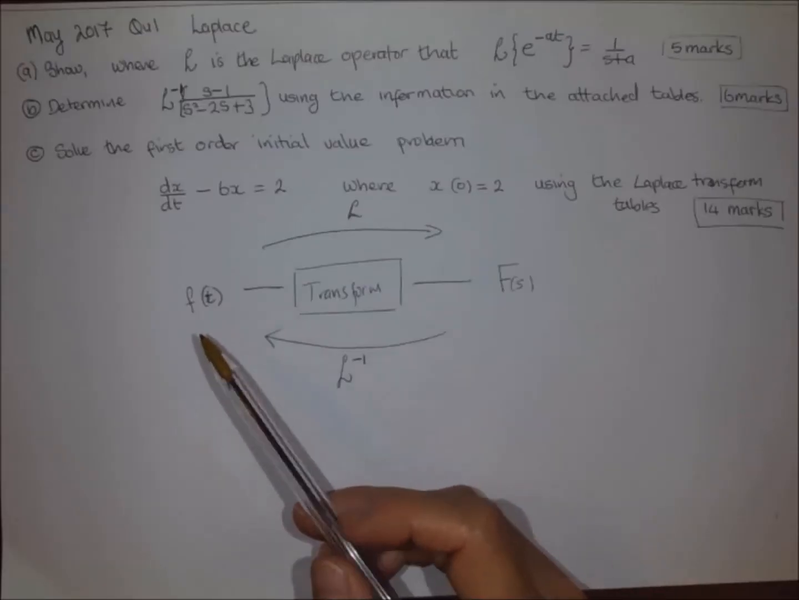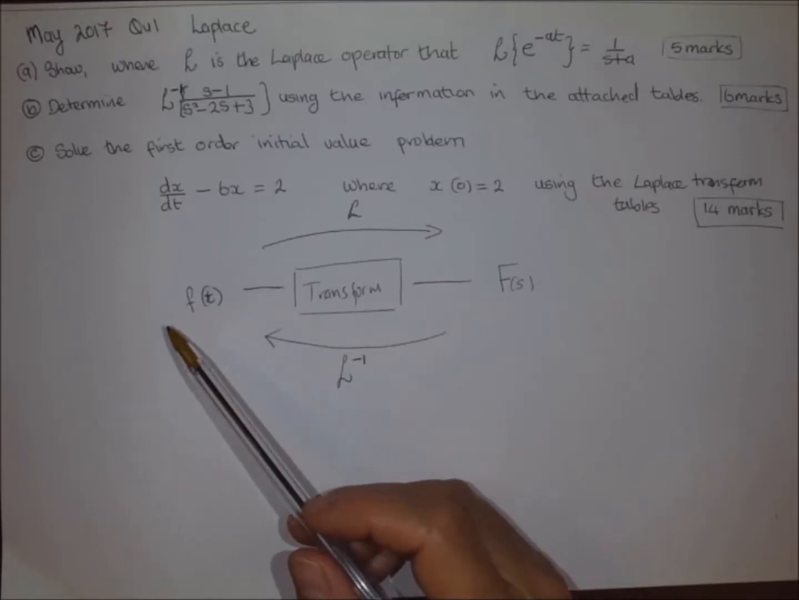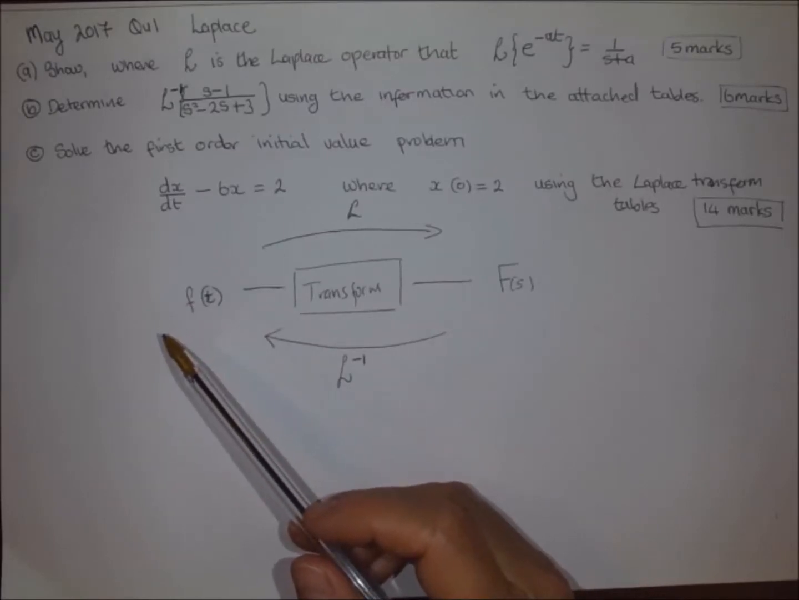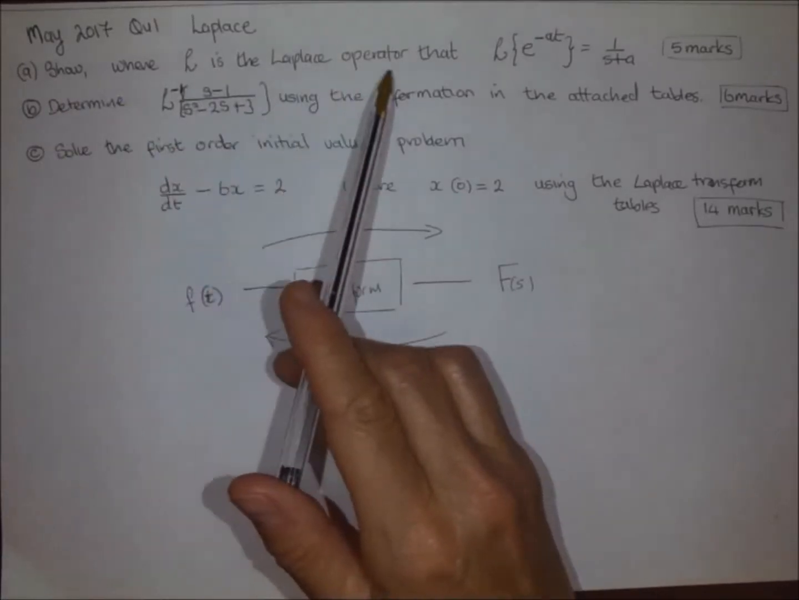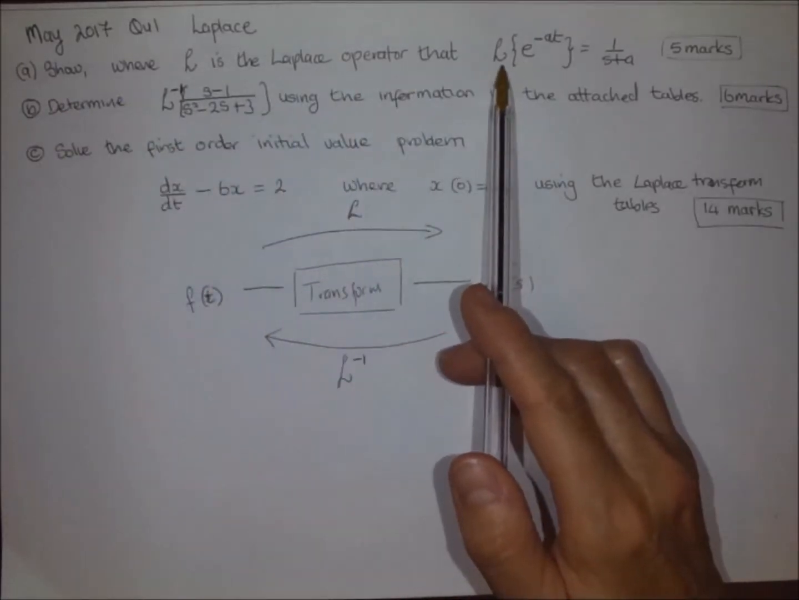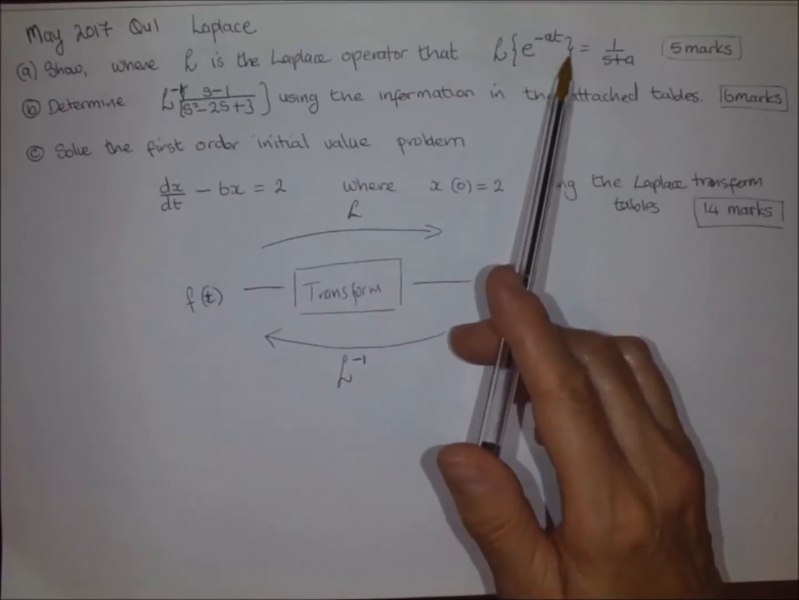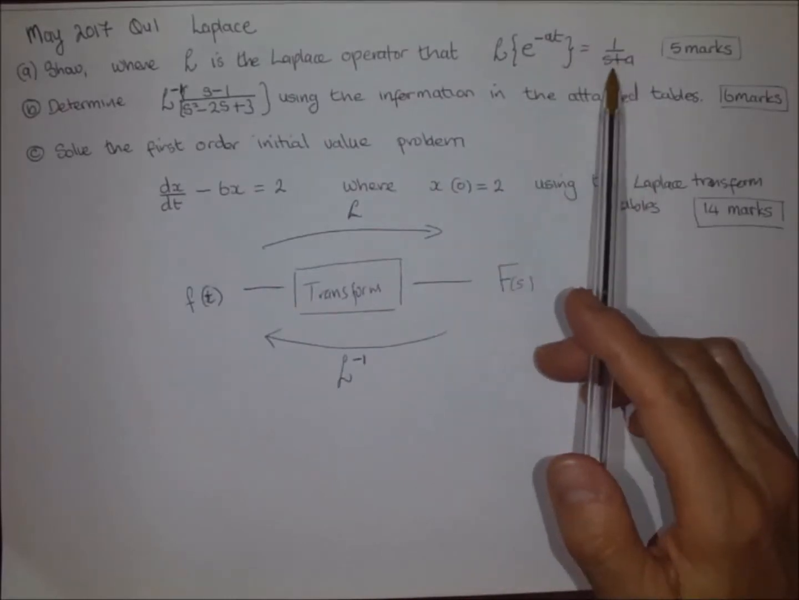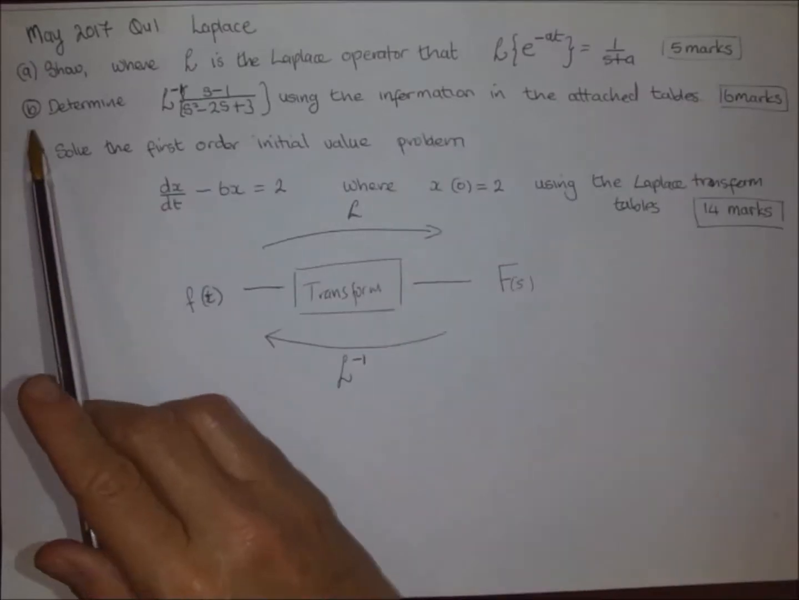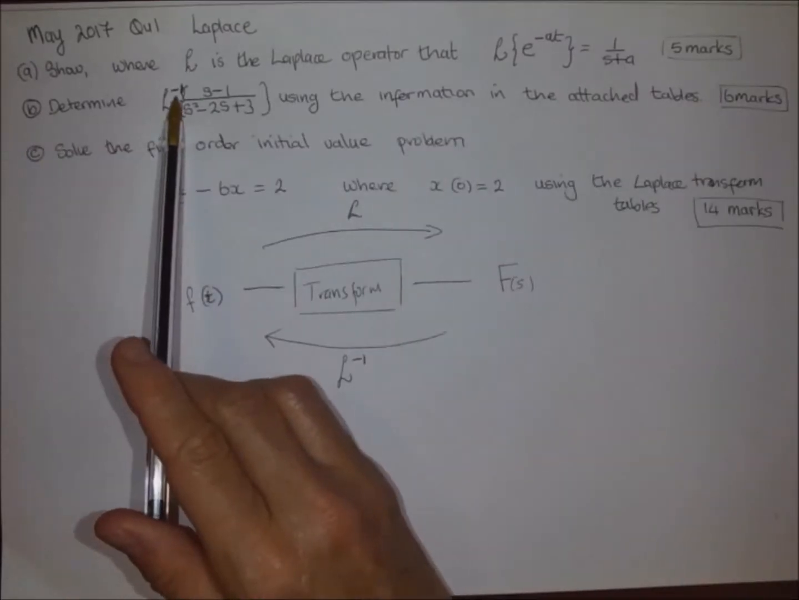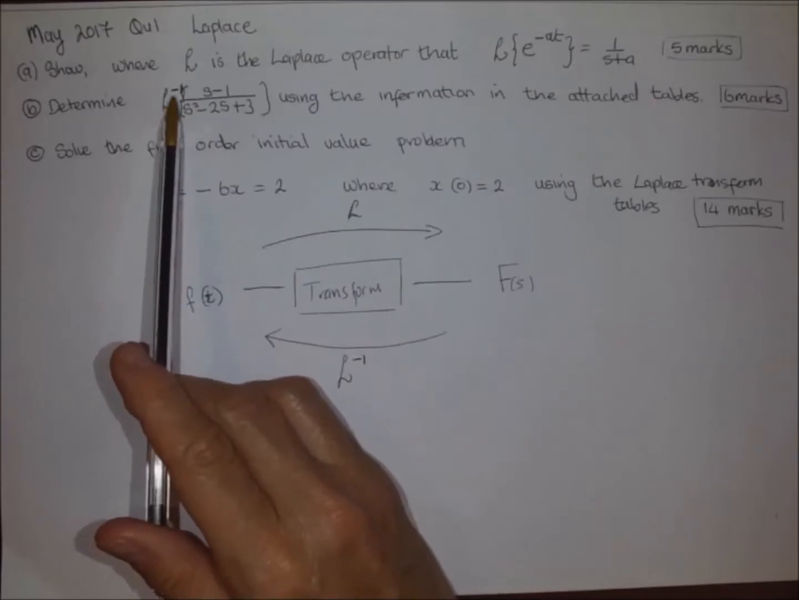Hello, this is a Laplace transform question from May 2017. It's in three parts. Part A, show, where L is the Laplace operator, that the Laplace transform of e to the minus at is equal to 1 over s plus a. That's worth 5 marks.